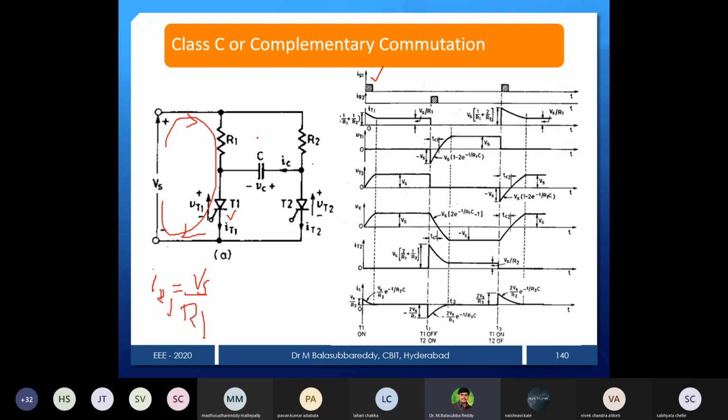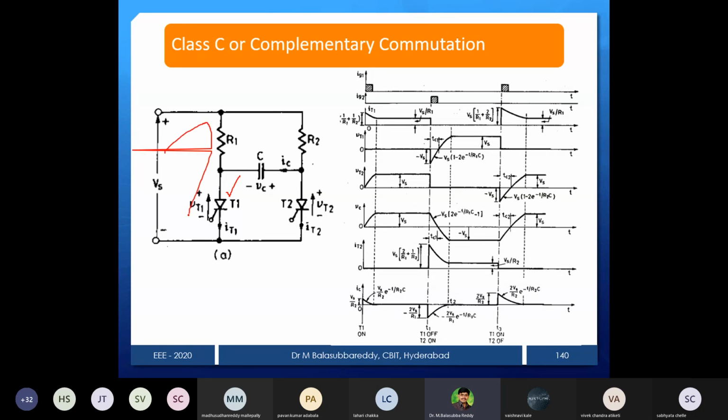Initially, in mode 0, you can see that thyristor 1 is off, thyristor 2 is off, and the voltage across the capacitor is 0. That is mode 0. Now we start mode 1. What is mode 1? Giving a pulse to the thyristor.